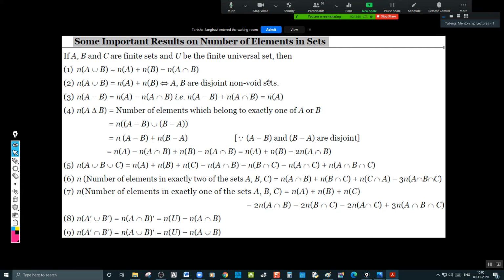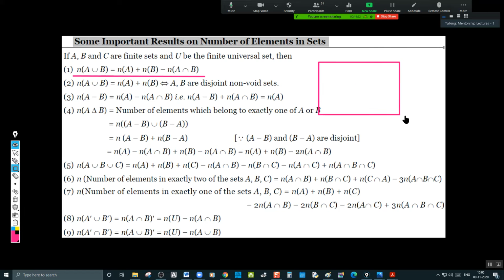Now this is what we're going to see now. N of A union B. N stands for number: the number of elements in A union B, A or B. It's nothing but number of elements of A plus number of elements of B minus number of elements of A intersection B. Why is it so? This is very simple. I already explained it.